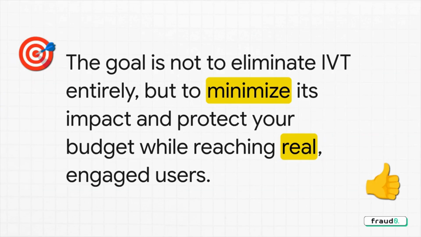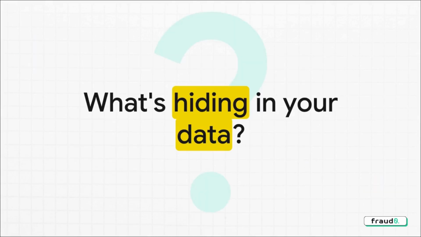And look, let's be real for a second. The goal here isn't to get invalid traffic down to absolute zero. That's probably impossible. The real goal, the win, is to minimize its impact. It's about building a strong defense that protects your budget so you can make sure you're talking to real people. You know, this whole deep dive really leaves us with one last thought. By following all these clues, this customer found the 80-20 of their problem. You know, the small handful of sources that were causing almost all the damage. So the real question for you is, what's hiding in your data?